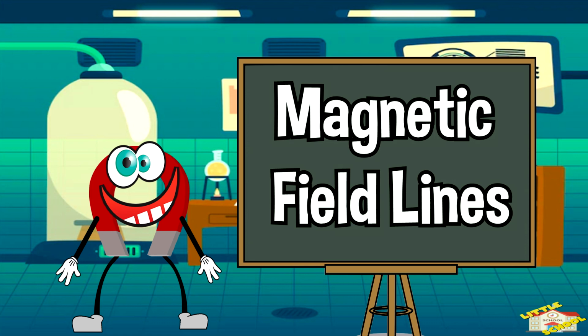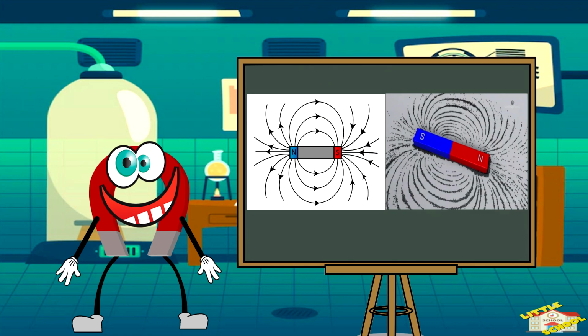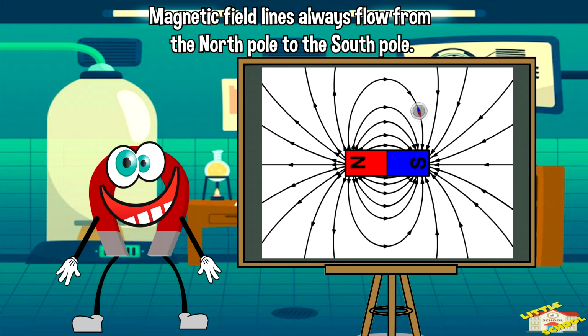Magnetic field lines. To visualize a magnet's magnetic field, imagine invisible lines around it. These lines represent the direction in which a magnetic object would move if placed in the field. Magnetic field lines always flow from the North Pole to the South Pole.